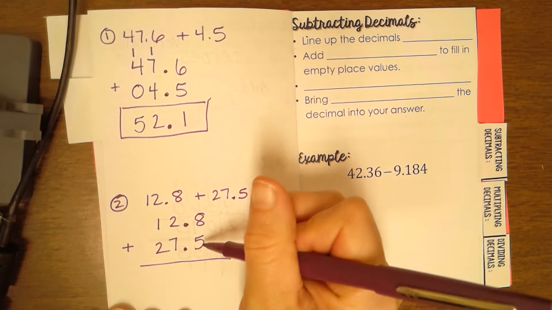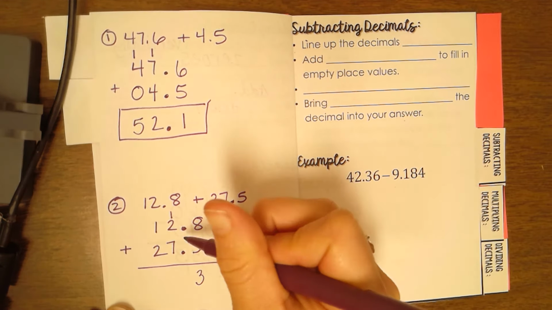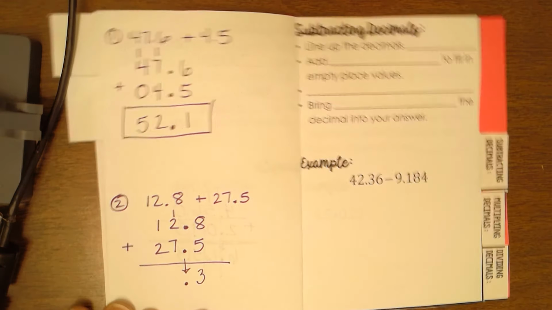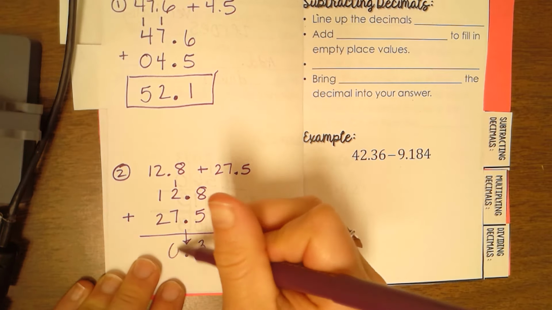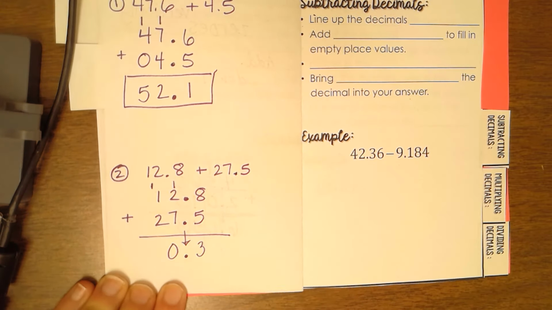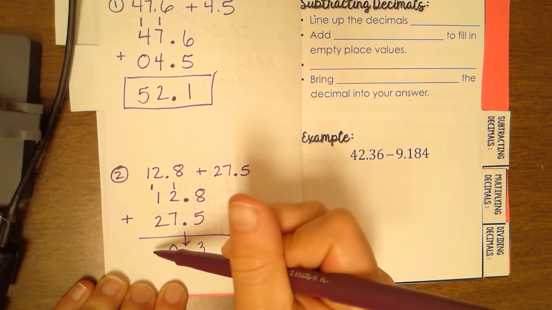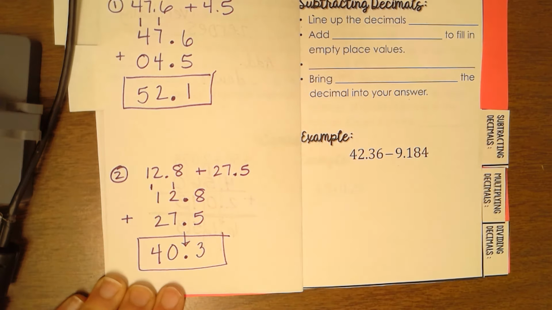So I'm going to add 8 plus 5. That's going to give me 13, 14. Bring down my decimal point. That's the biggest thing to remember. Now I'm going to add 1 plus 2 plus 7. That's going to give me 10. Then I'm going to add 1 plus 1 plus 2, and that's going to give me 4. My answer would then be 40.3.